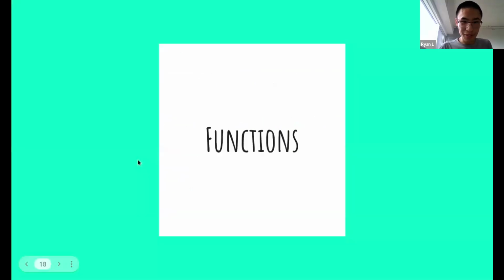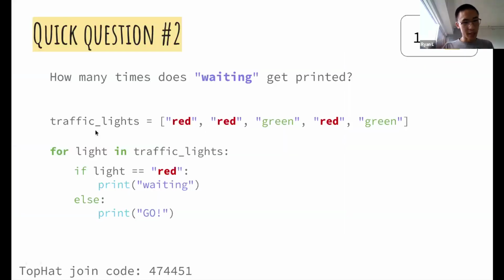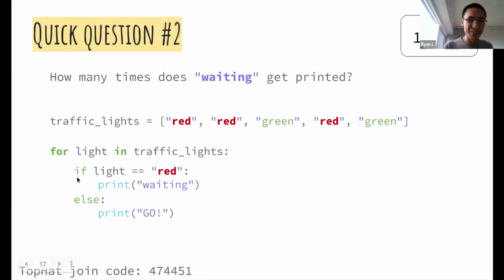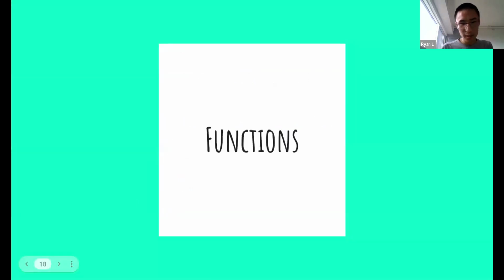Okay, for traffic lights, oh, what happened? If the light's red, we're waiting. I mean, pretty self-explanatory. But for people who didn't understand, this is mostly for the recording: we go through each item in the list. It sets it to red. It's red, so we print waiting. Red, waiting. Keep going.